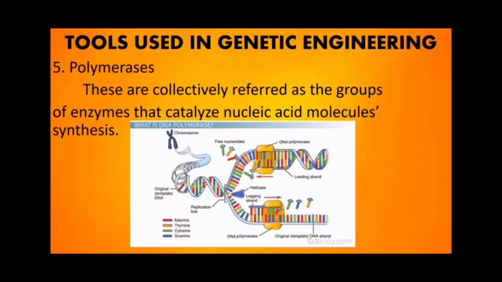The fifth tool used in genetic engineering is the polymerases. These are collectively referred to as the group of enzymes that catalyze nucleic acid molecule synthesis. So when we say catalyze, it is either speed up the reaction or slow down the reaction.